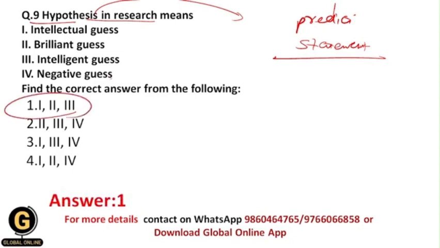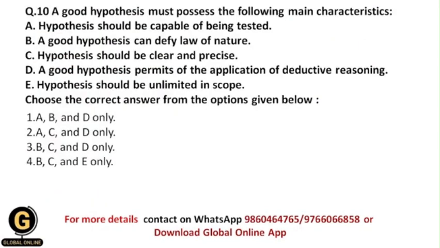So hypothesis can't be a negative guess. Okay, because if it were a negative guess, then how could we test it? Okay, and that's why it should always be an intelligent, intellectual and brilliant guess. A good hypothesis must possess the following main characteristics. Now over here they have given some characteristics of hypothesis. So we need to identify the main characteristics of a good hypothesis over here. So let us see the different characteristics.